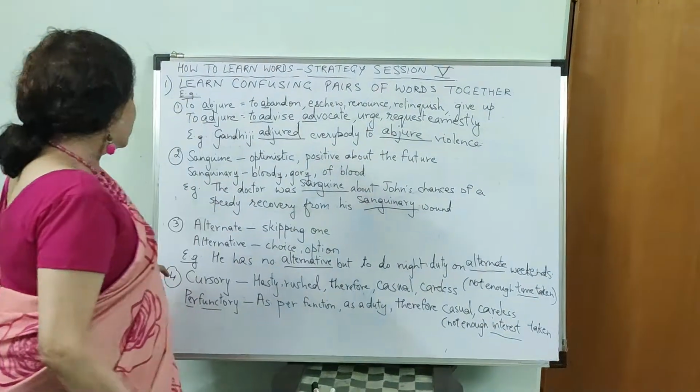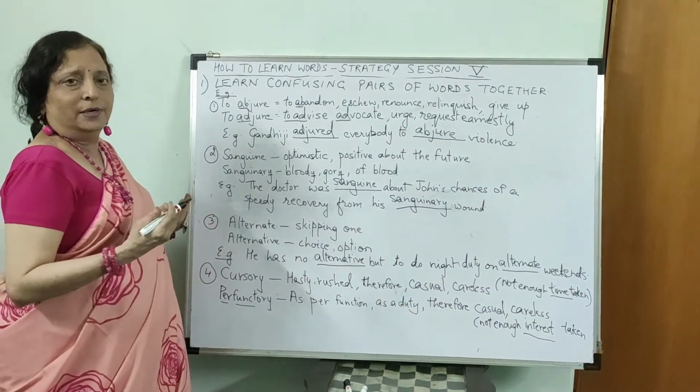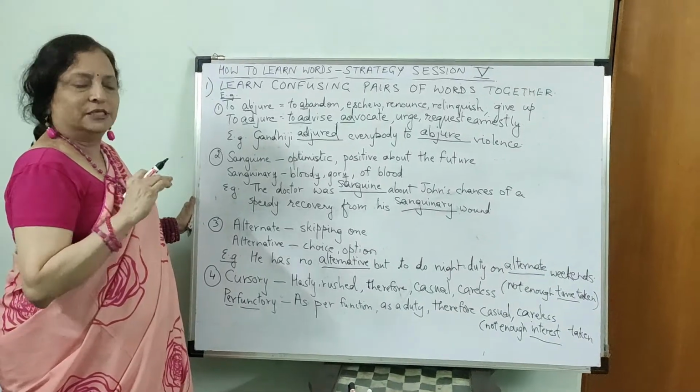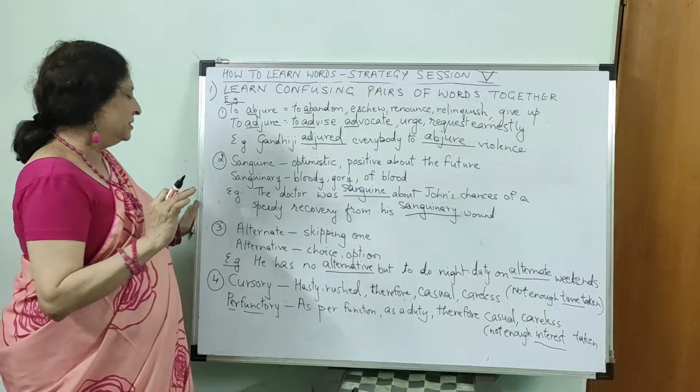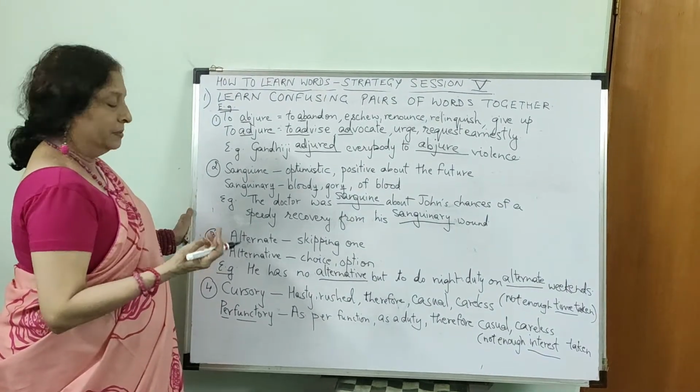Now, please do not say he has no other alternative. Other alternative means the third option. Okay. Otherwise, it is only alternative. It means the second option. So, don't use other unless you mean third.